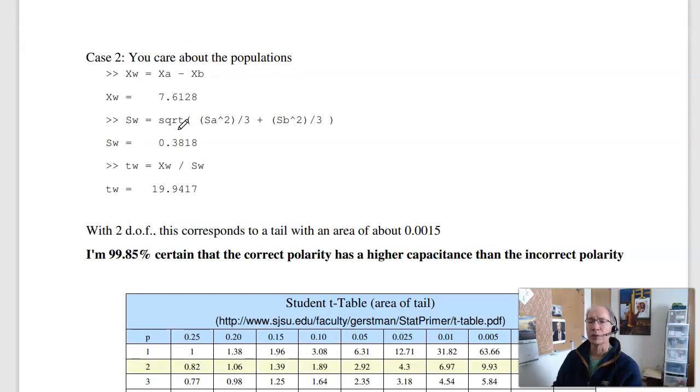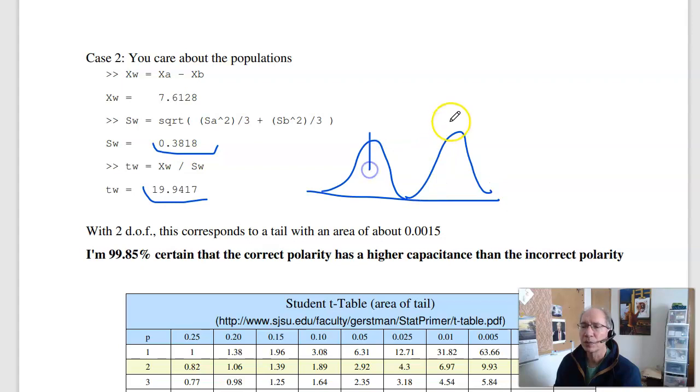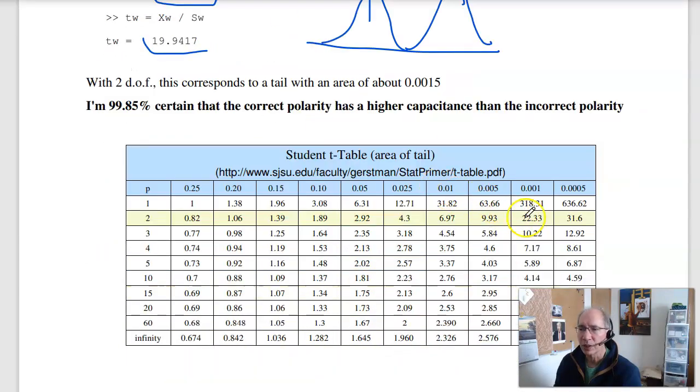That's for an individual. If you care about populations, in that case I divide by the square root of n. So take the variance divided by n, square root. This is the standard deviation for the population. This is the difference between the two means for the populations. So overall, the t-score is 19.94. So go over 19.94 standard deviations, close to here. It's almost 99.9, about 99.85% certain that the correct polarity will have a higher capacitance than the incorrect polarity.